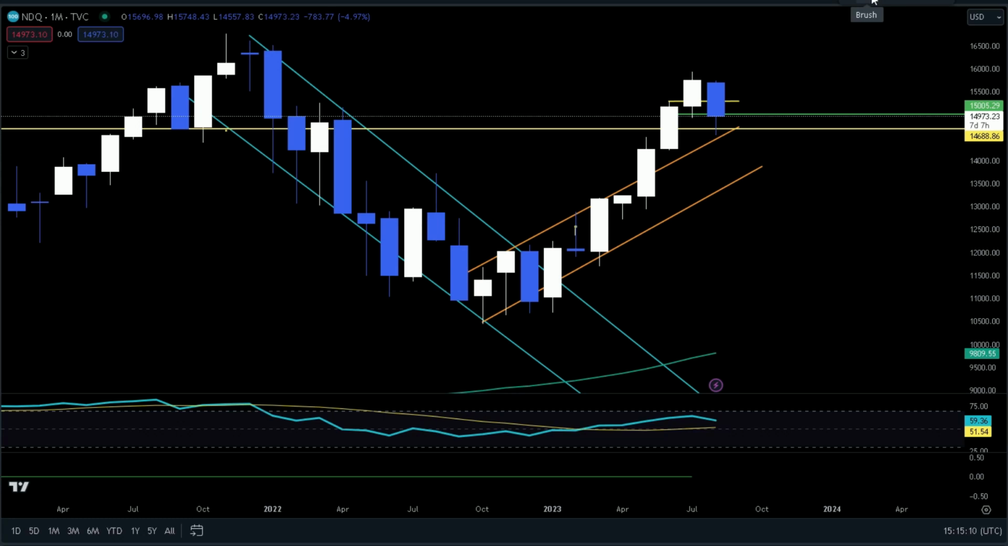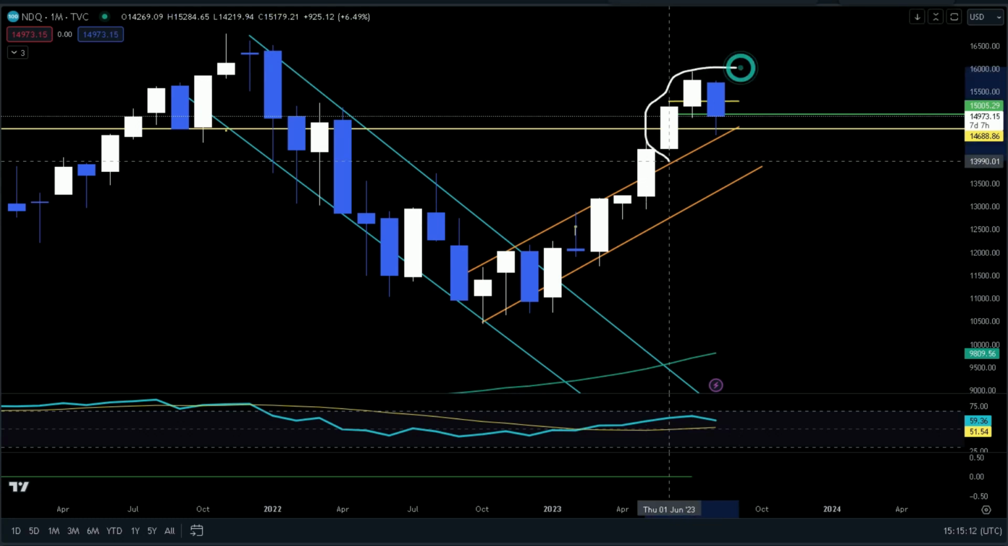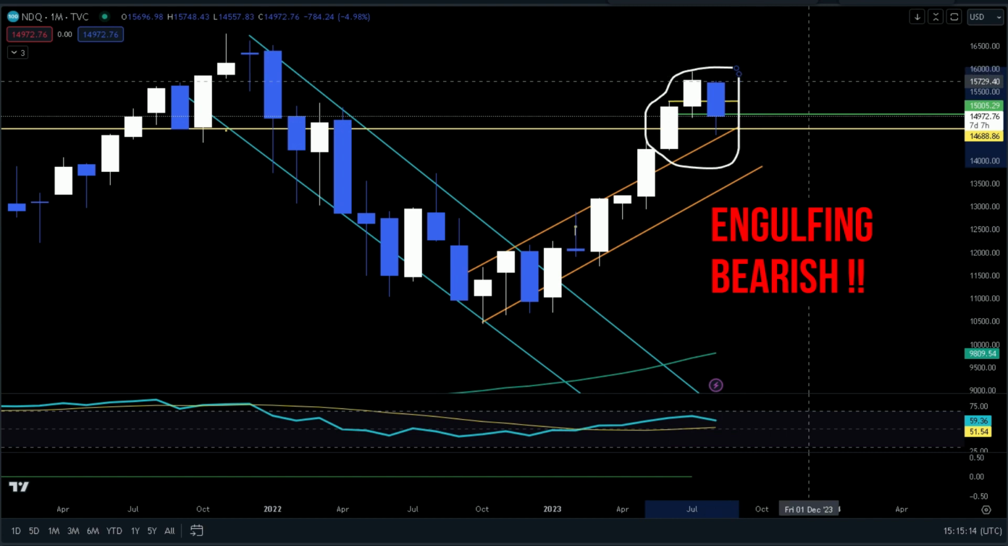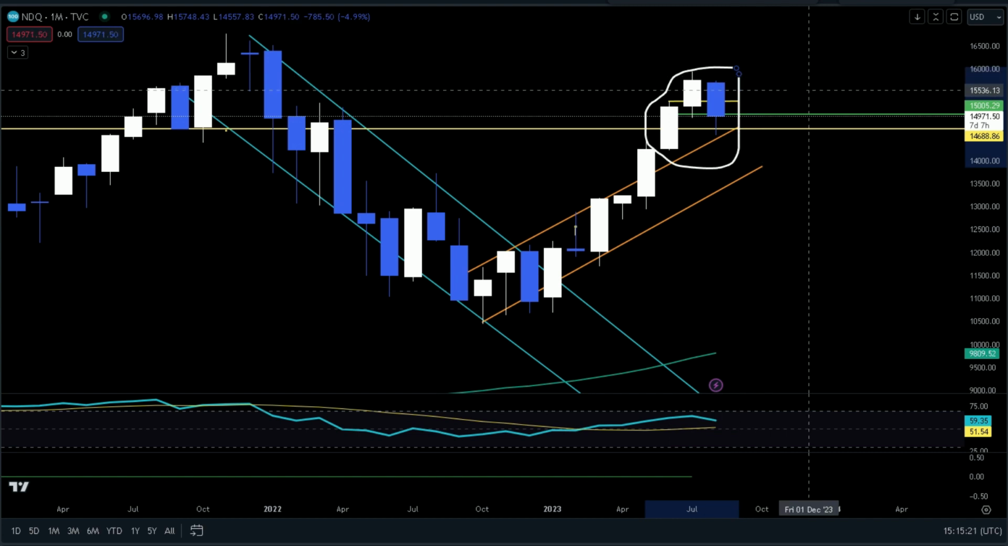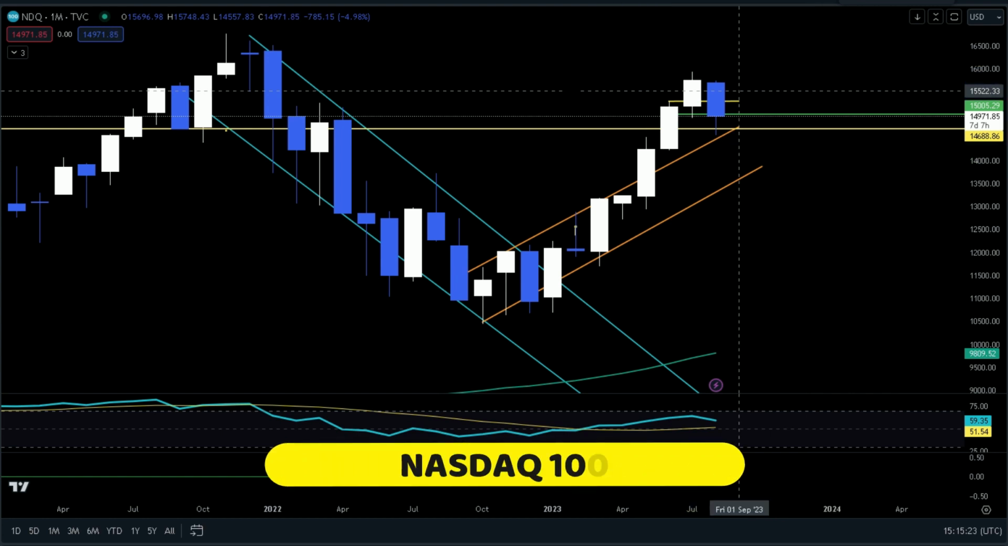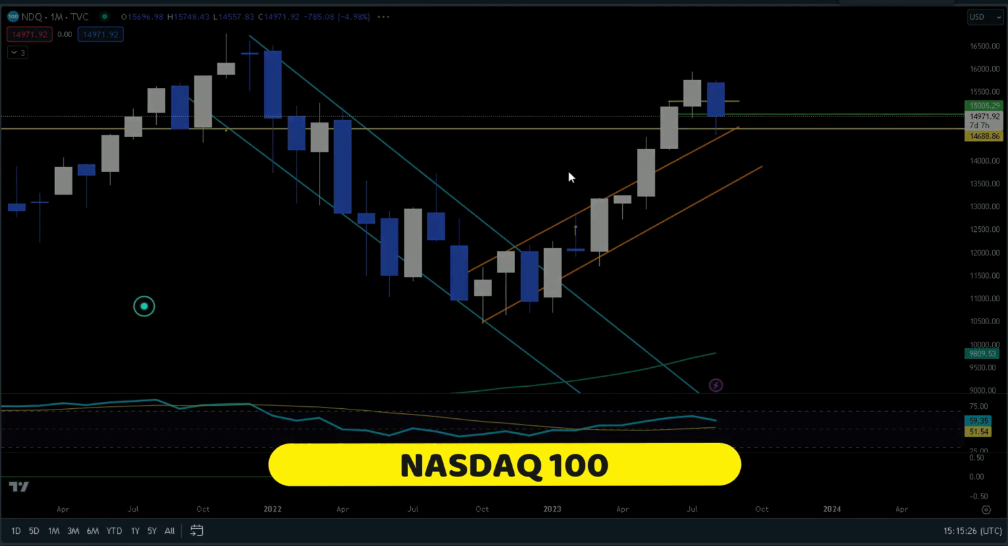Welcome back guys. So Nasdaq is in the process of printing this engulfing candle on the monthly time frame. So does this mean a mega crash has started? Today we will talk about Nasdaq 100, SPY, S&P 500 with a very important comparison with the US interest rates, and then we will take a look at Apple and Tesla. So let's quickly jump into the daily chart and see what is happening today.